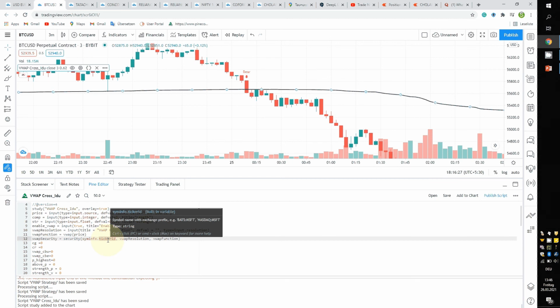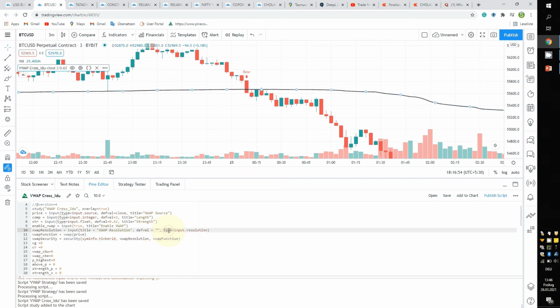And VWAP resolution is the resolution that appears on your chart. So, for example, in this case, it is 3 minutes. You can also change the VWAP resolution. So this was the input part, VWAP resolution. It's a type of input. The title should be VWAP resolution, or you can write whatever you want. There is no default value, and it has to be the input type resolution, because input type resolution always takes values like 1 minute, 2 minutes, 3 minutes, or whatever. Not the default values, but the resolution.